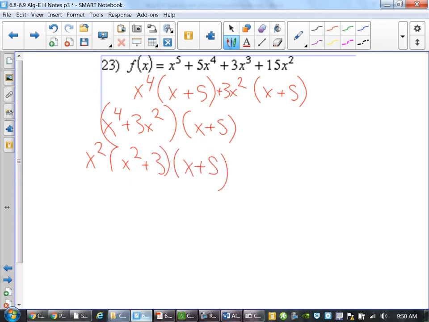So originally, if you took your GCF out right away, you would have gotten that x squared out, and then you could still group and you would have wound up with the same solution. Okay? So your zeros here are going to be 0, plus or minus i root 3, and negative 5. 0 just has multiplicity of 2.